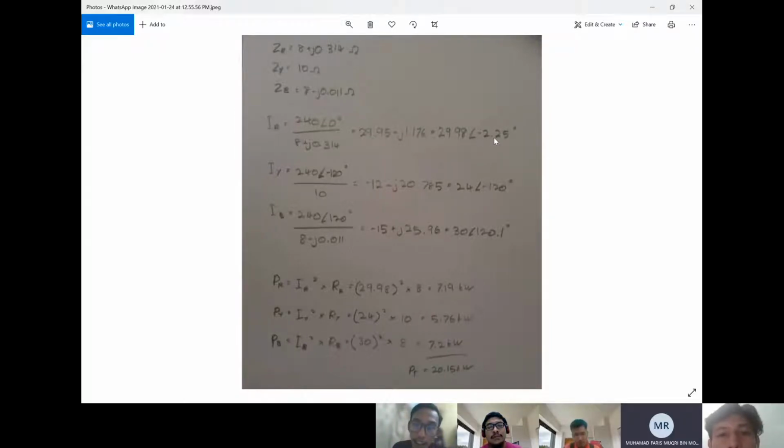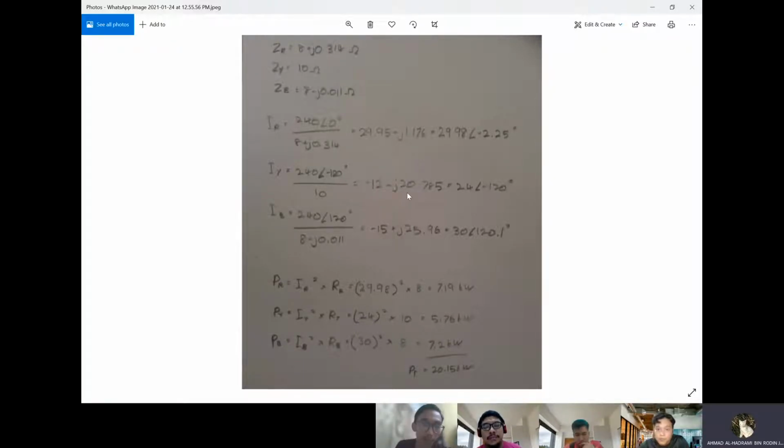Phase negative 2.25 degree. To calculate IR, the formula is 240 phase negative 120 degree over 10. So we got 12 minus j20.785. So we get the phase for IY is minus 120 degree.